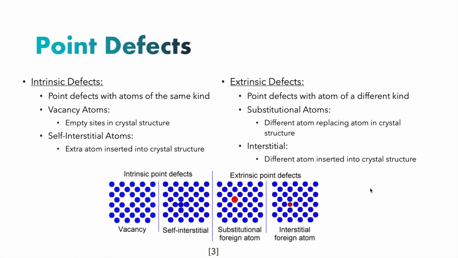Extrinsic defects are point defects that are caused by atoms of different kinds from the atoms in the crystal structure. Substitutional atoms are replacing an atom in the crystal structure with an atom of a different kind. Interstitial extrinsic point defects are usually caused by smaller atoms that are different from the atoms in the crystal structure that are inserted in the gaps between the crystal structure.